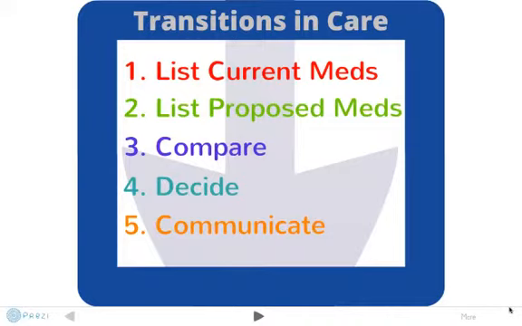Here are 5 steps to follow. Number 1. Develop a list of current medications, including over-the-counter drugs. 2. Develop a list of medications to be prescribed. 3. Compare the medications on the 2 lists. 4. Make clinical decisions based on the comparison. And 5. Communicate the new list to appropriate caregivers and to the patient.